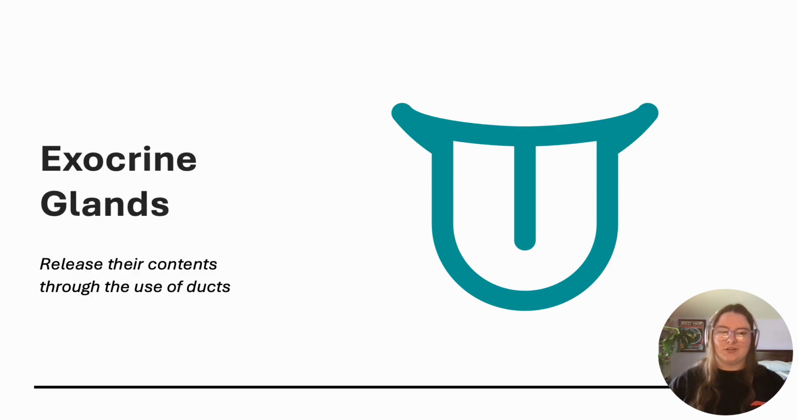First, let's talk about exocrine glands. These release their contents through the use of ducts. The contents that they create can be mucus, sweat, saliva, breast milk, and specifically the pancreas can be exocrine, but also endocrine. The pancreas's exocrine definition would be that it secretes pancreatic juice.